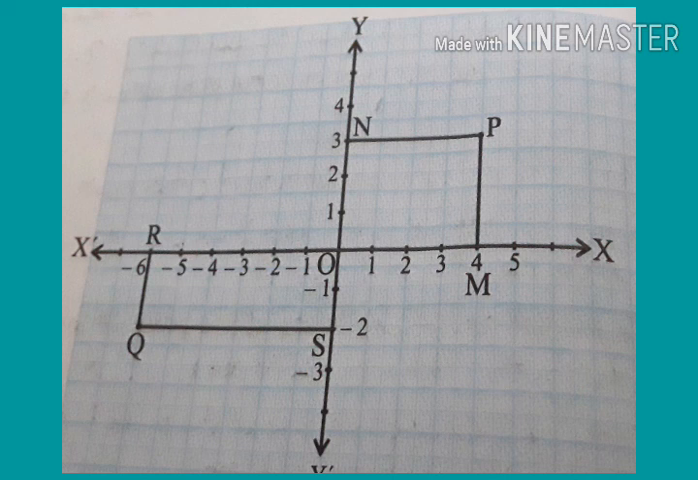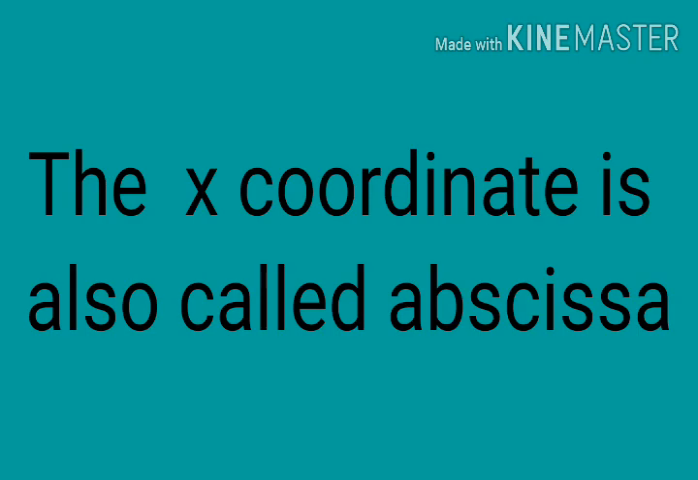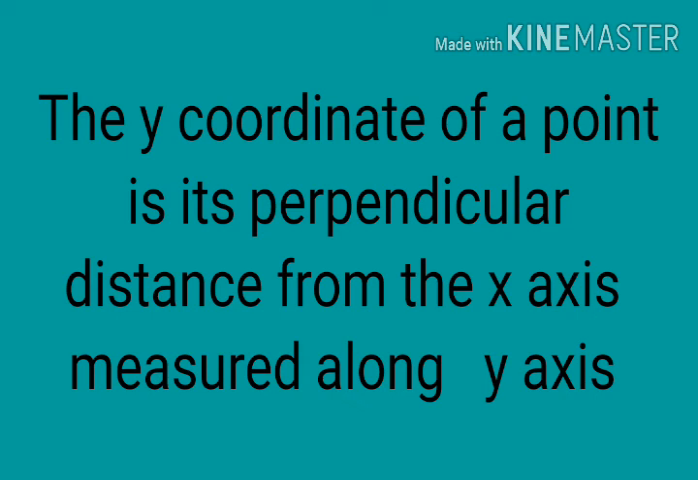Then from the figure, what is the value of x for the point P? That is 4, isn't it? On the x-axis, 4. Then what about Q? What is the x coordinate of Q? That is negative 6. Okay. That horizontal line is the x-axis. Then this x coordinate is also known as abscissa.